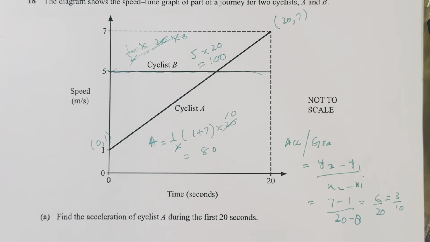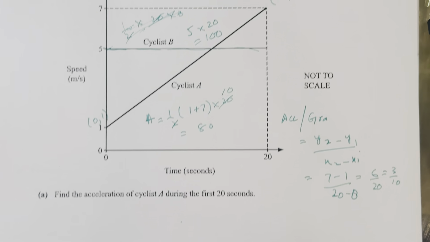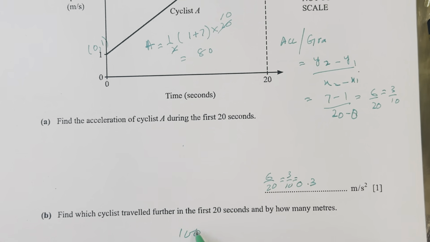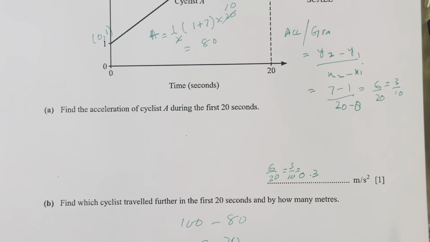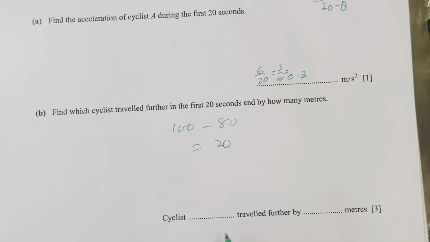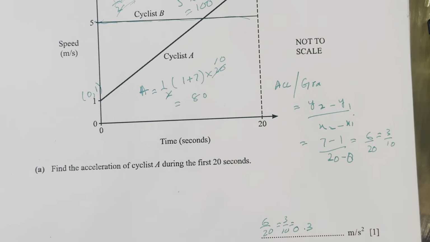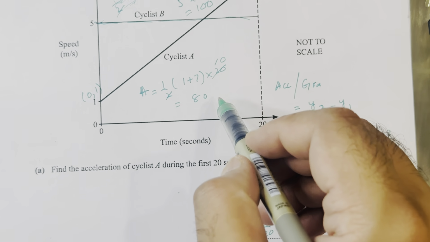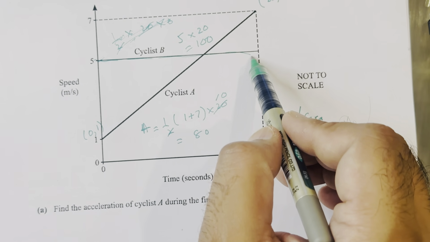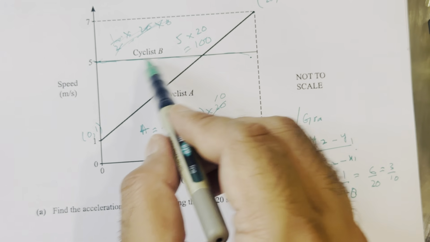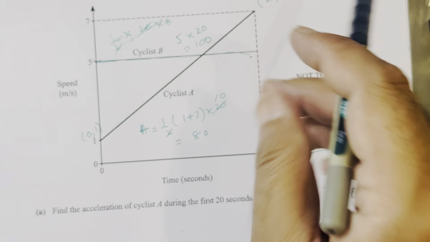It means that cyclist B is traveling faster, and it is faster by how much? It is covering 20 kilometers extra. So the answer is 20 kilometers. So cyclist B travels further by 20 meters. Okay, first we calculated the area of a trapezium for cyclist A, and for cyclist B the area is of a rectangle, not a triangle. Okay, you need to find the area of the rectangle.